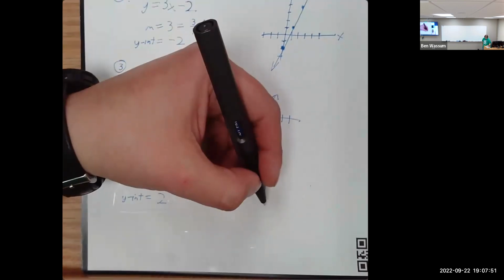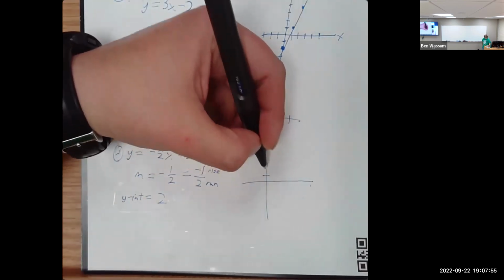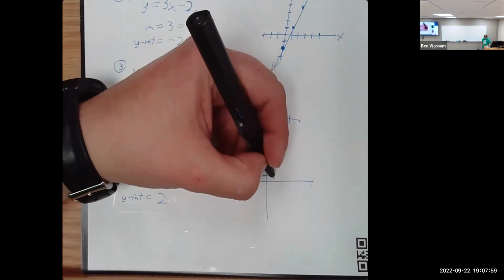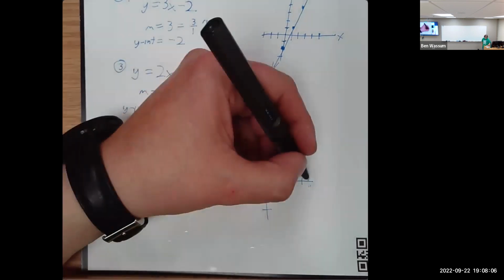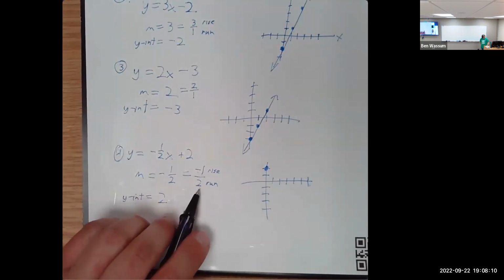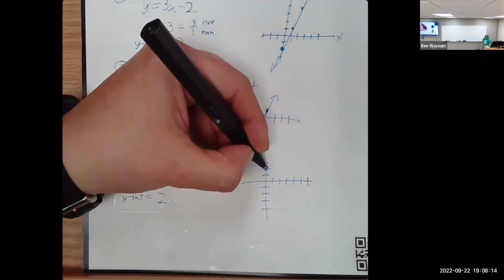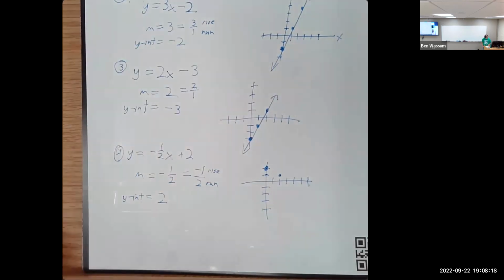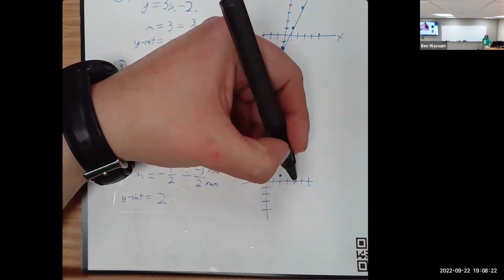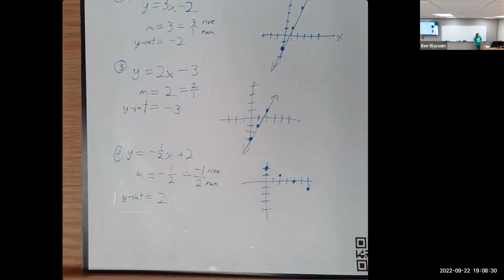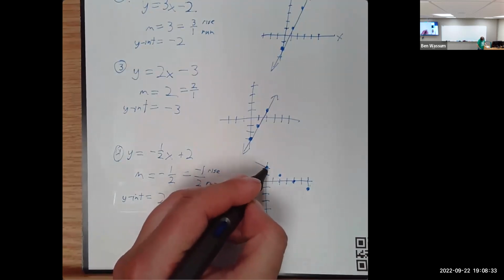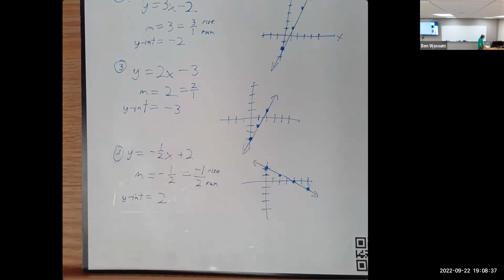Okay, so where's our graph? Our y-intercept is 2. Okay, so our slope is -1/2. So from our point, we're going to go down 1, over 2. Draw our dot. Down 1, over 2. There we go. We got 4 points, just like that. No problem at all. And we're good. It's sloping down because we have a negative slope.